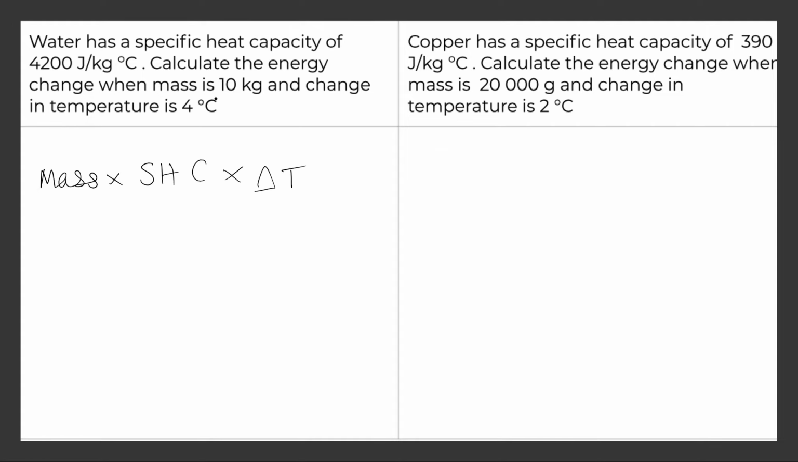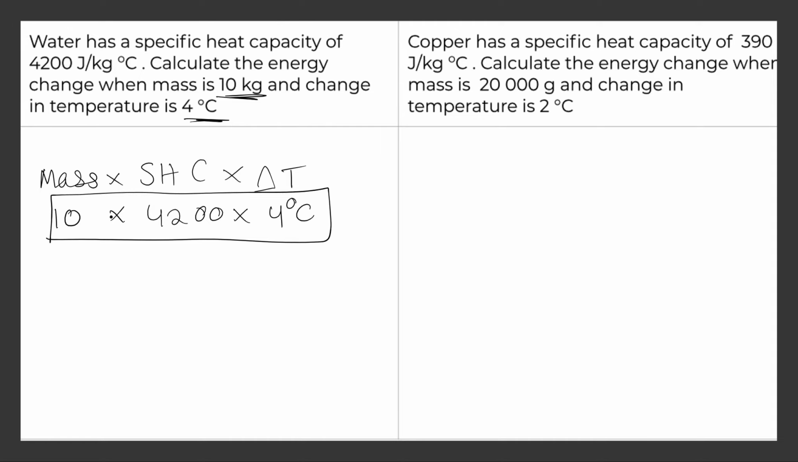The mass we're given is 10 kilograms. It's in the right units. We do 10 multiplied by the SHC, which is 4,200, multiplied by the change in temperature, which we're given is 4 degrees Celsius. Now we have our full and complete equation, so we can just type this into our calculator.